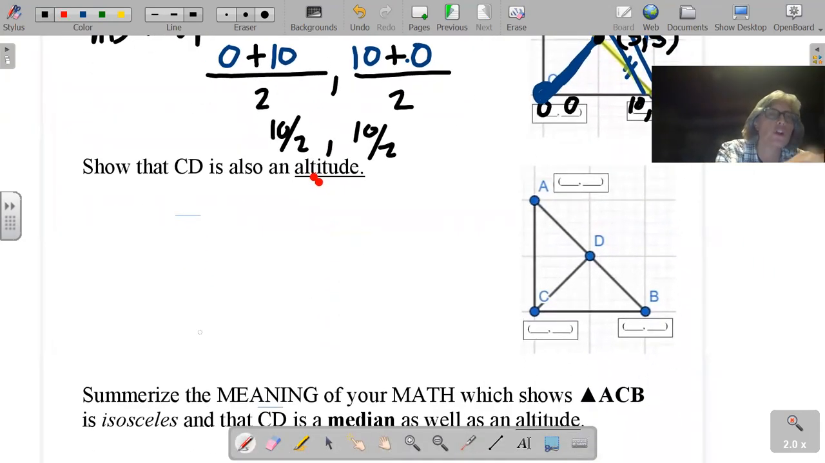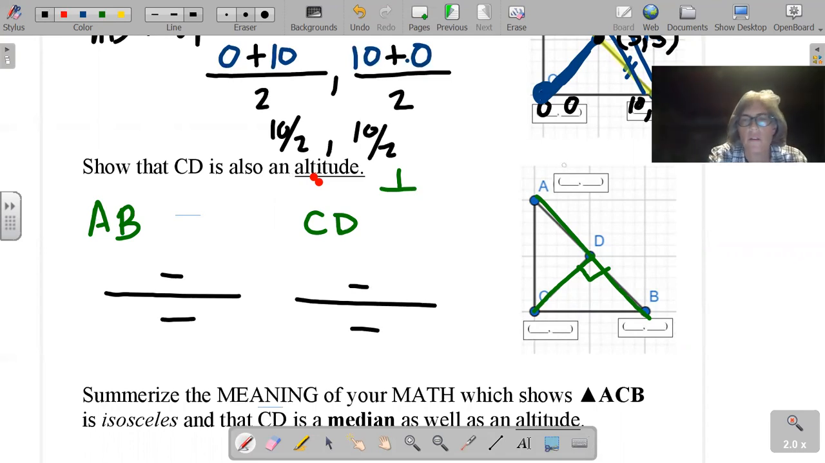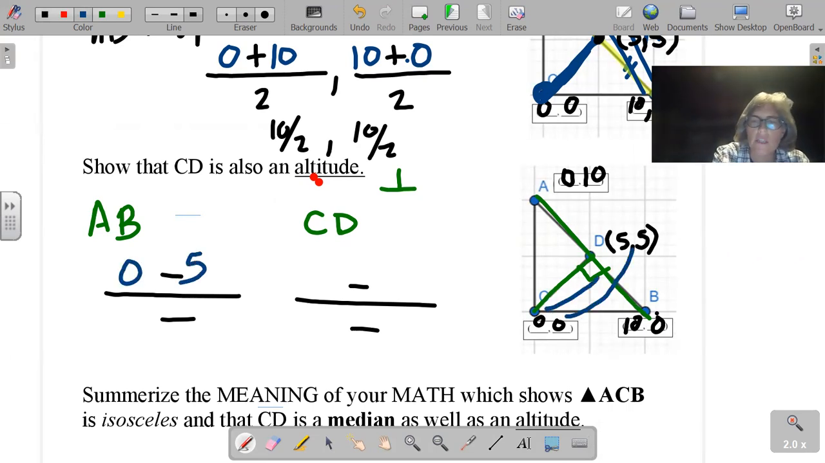Now in the same triangle, we're going to prove that CD is also an altitude, which means we're creating a right angle. So we're trying to prove perpendicular lines. Perpendicular is an issue of slope. So we're going to find the slope of AB and the slope of CD. Get your coordinates on there. 0, 10, 0, 0, 10, 0, of course. Okay, ready? And now we also have D, which is at 5, 5. Going this way, we're going to go Y minus Y over X minus X. Going this way, Y minus Y over X minus X.